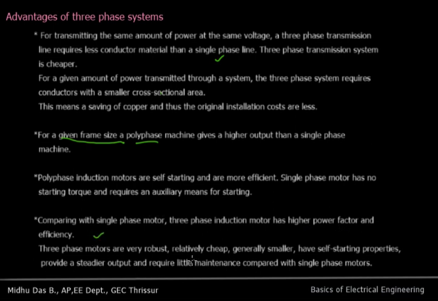Then three-phase motors are very robust, relatively cheap, smaller, and have self-starting properties and provide a steadier output and require little maintenance compared with single-phase motors. Because of these advantages associated with three-phase systems, we are going for three-phase power supply systems compared to single-phase AC systems.